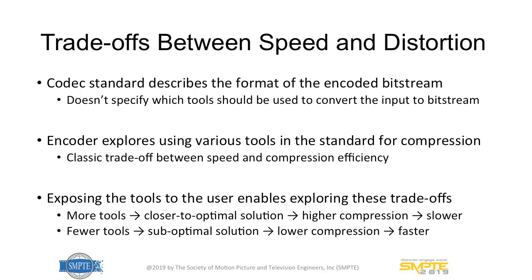So in the encoder, there are several trade-offs that you can explore between speed and distortion. The codec only talks about what your final set should look like, right? What your final encoded bit stream should look like, and not how to get to the final bit stream. That is completely up to the encoder. And that is where we play with X265. The more tools you use, the slower you're going to be, but the better efficiency you're going to get. The fewer tools you use, the worse the efficiency is going to be.